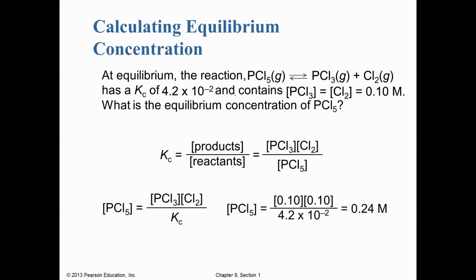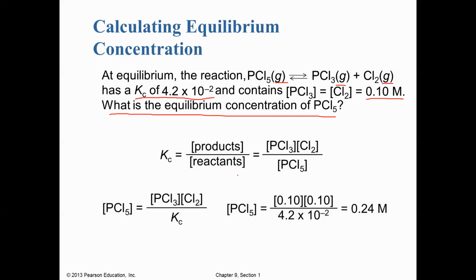So here we have a reaction, and it's listed right here. This equation's balanced and all our materials are gaseous, so they're all going to be included in the expression. And we're given our Kc value right here, so bang, there's that value. And we're told that the concentration of PCl3 and Cl2 are both 0.1 moles per liter. And we're asked to find what is the equilibrium concentration of PCl5. So we're going to start these problems out by writing the equilibrium expression. So products over reactants, solids and liquids are omitted, and coefficients become exponents. So here is our equilibrium expression.